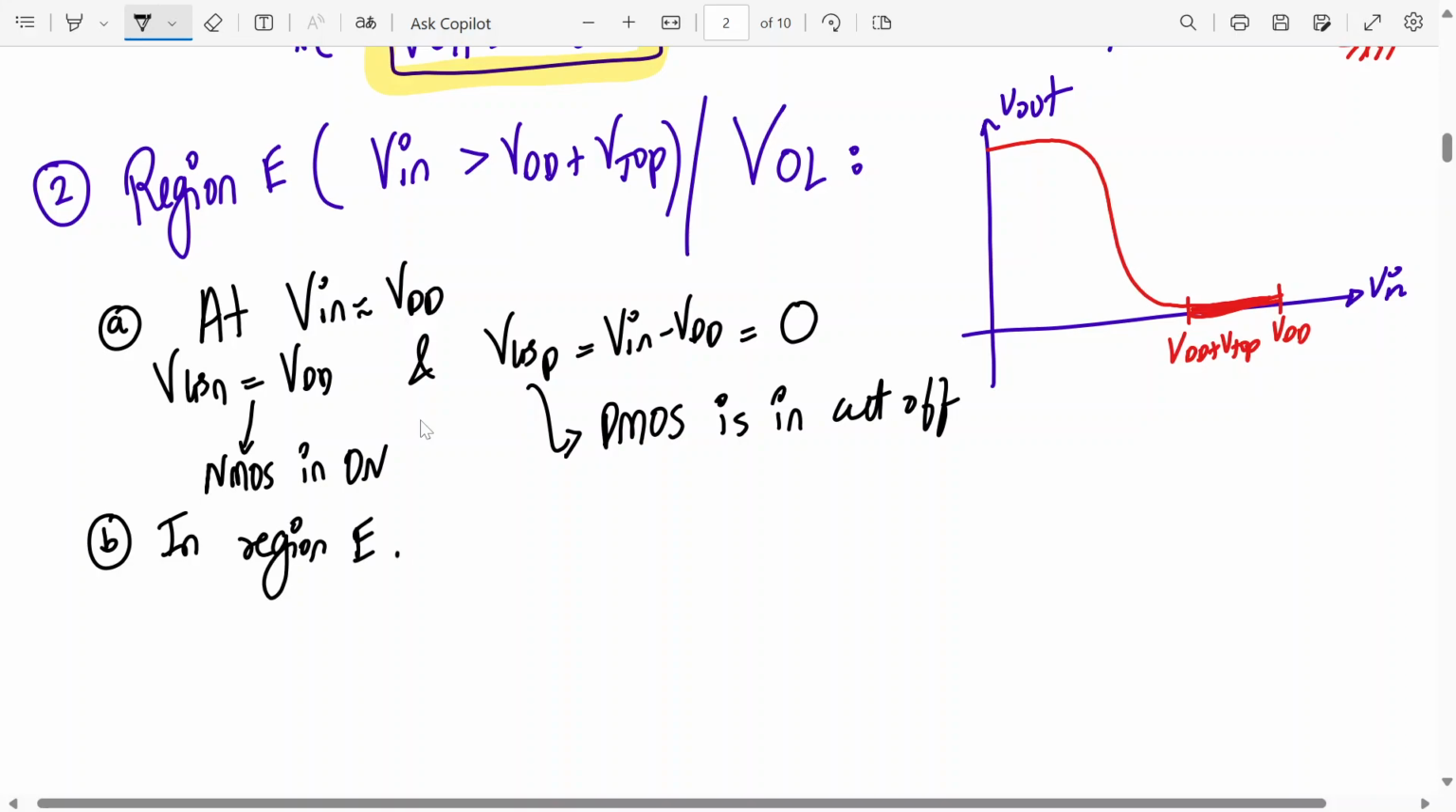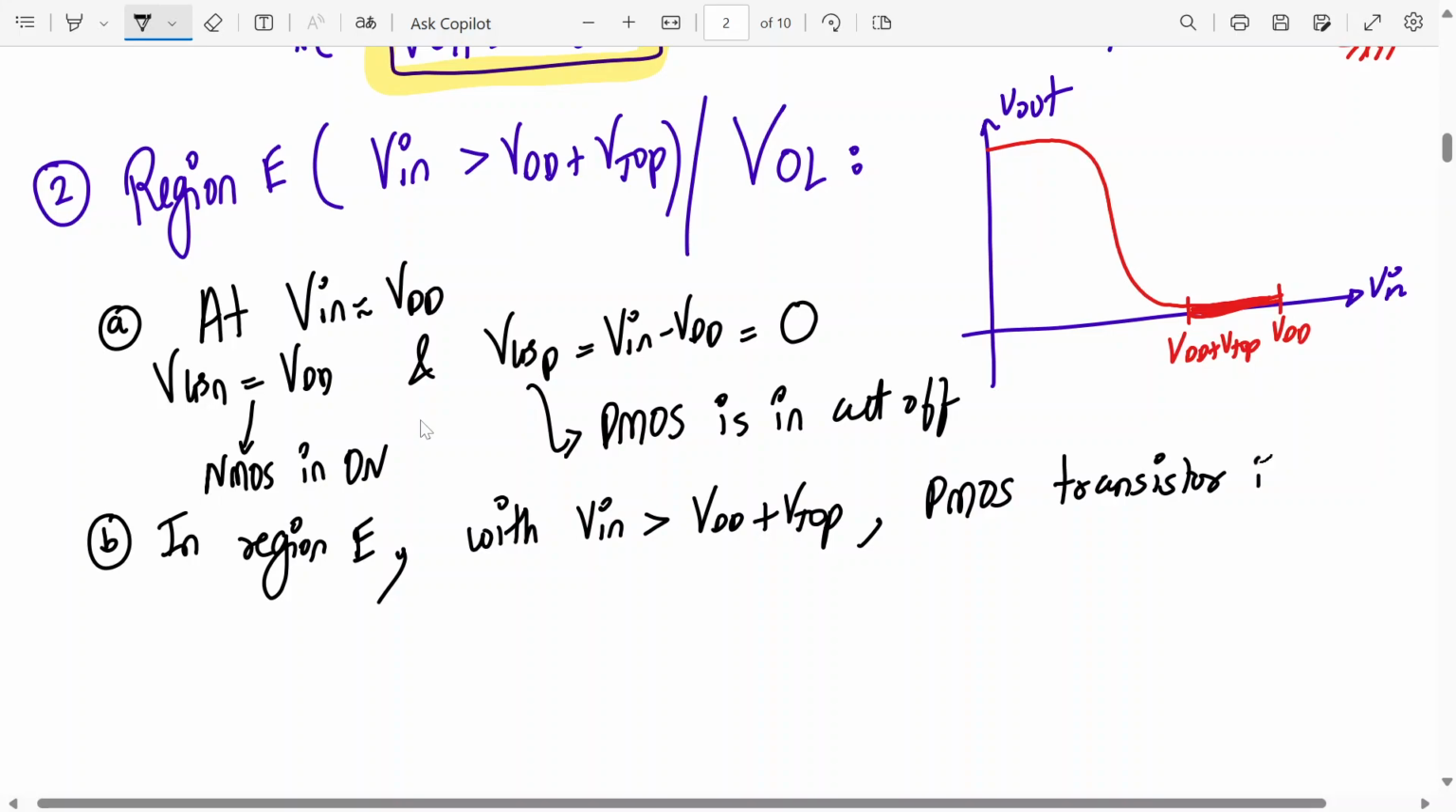So we can write, this is point B in region E with Vin greater than VDD plus VTOP. Remember, VTOP is a negative number. Let's say VTOP is minus 1, VDD is 5, so it will be Vin greater than 5 minus 1, that is 4 volts. Your PMOS transistor is in cutoff mode and NMOS is in linear.